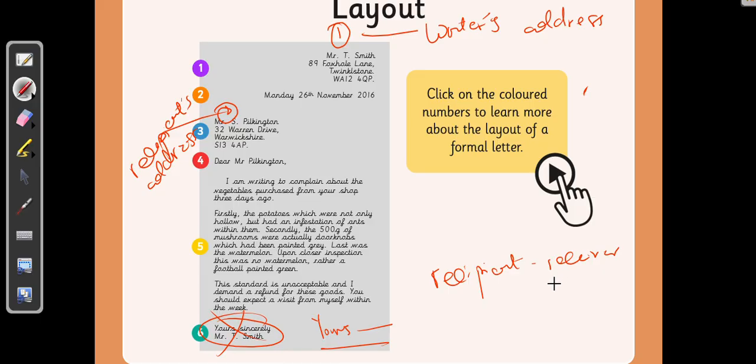Okay, let's move on. So we've sorted that. For the formal letter, you need two addresses: your address and the person you're writing to. The writer's address, as usual, remains on the top right of your paper. Then, like we said, you leave one line, then go to your date. After your date, you leave another line, then you go to your recipient's address.